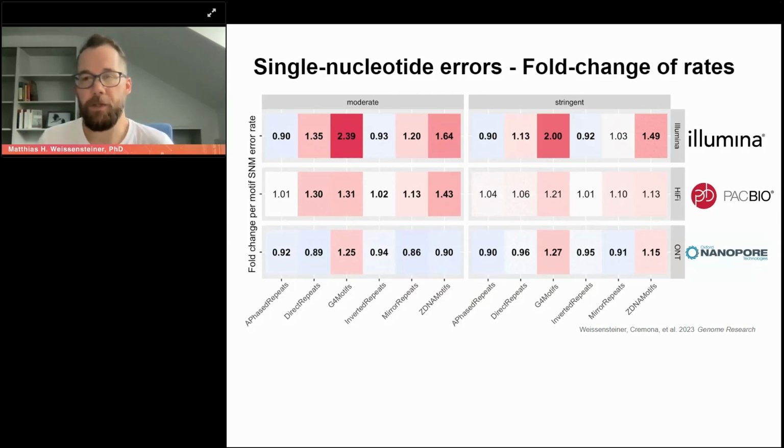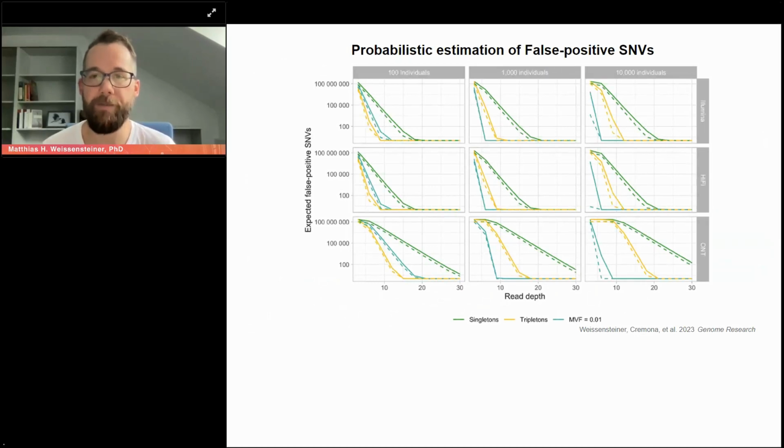So we then asked ourselves, does this have any sort of real life implications? What do we need to be careful about when we're actually studying these non-B DNA motifs? And for this, we developed a probabilistic approach to estimate the number of false positive single nucleotide variants using the error rates derived from the data in the project.